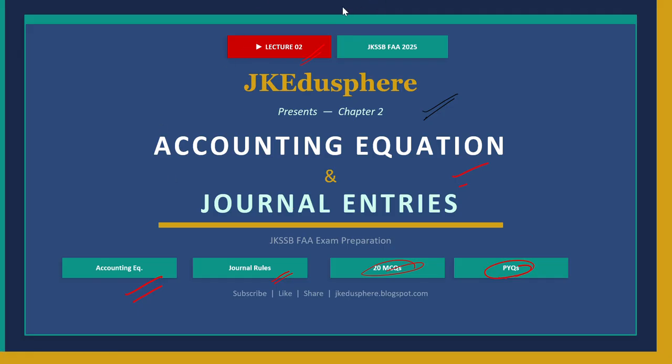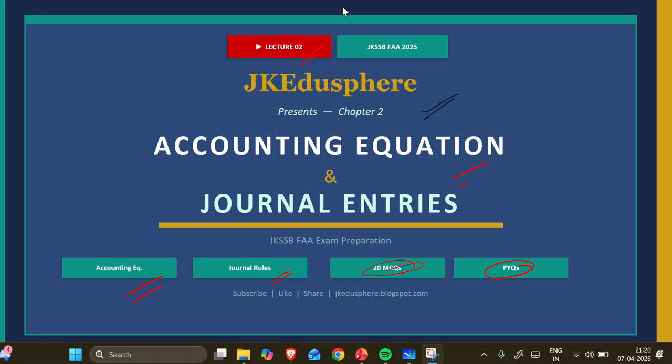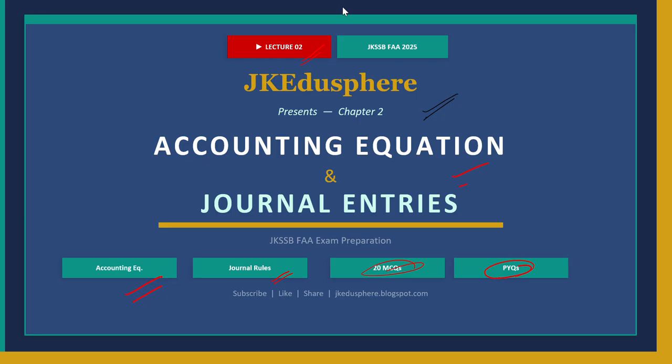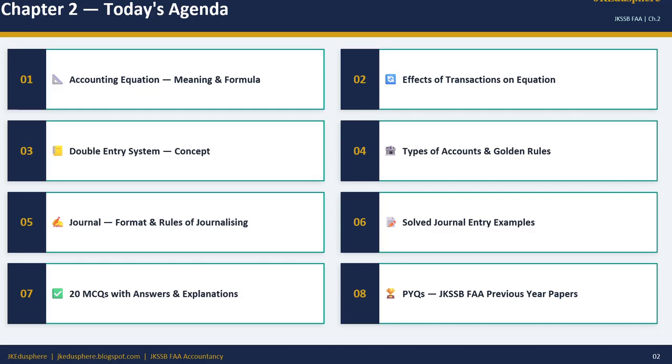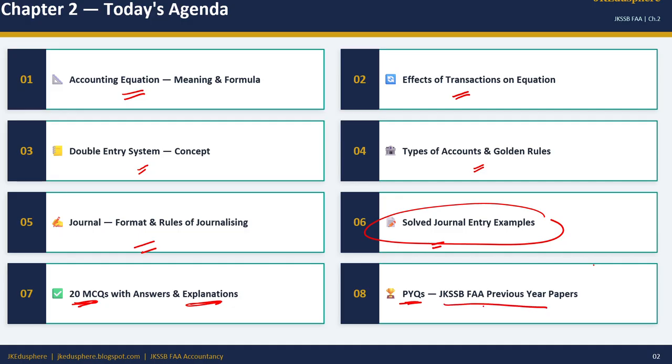Hello everybody. Today we're going to start the next lecture, which is accounting equation and journal entries. We will study the accounting equation, journal rules, and some MCQs. First of all, we will study the accounting equation, effect of transactions, double entry systems, types of accounts, and journal, and solve a journal entry example. We will see 20 plus MCQs with explanations, also some PYQs.